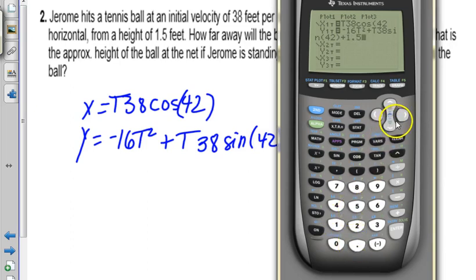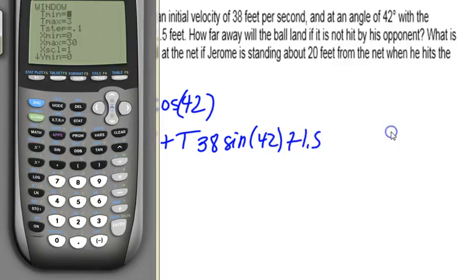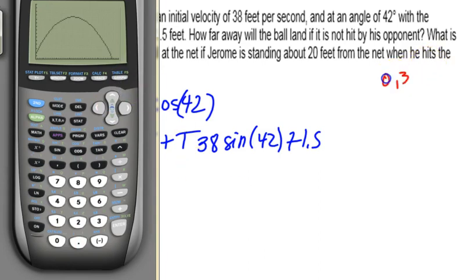Okay. I'm thinking my window is not going to be good. No. 0 to 50 for X is better. Okay, perfect. So it's still hitting the ground. If I leave T, X, Y, was it 15 I had for Y? Anyway. Okay, how far away will the ball land if it's not hit by his opponent?